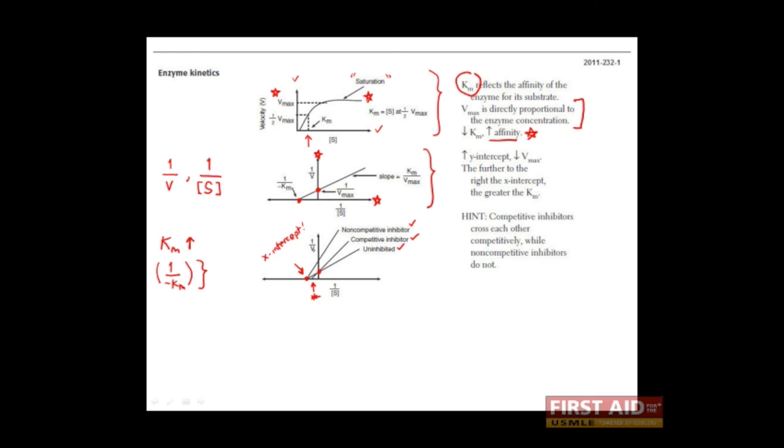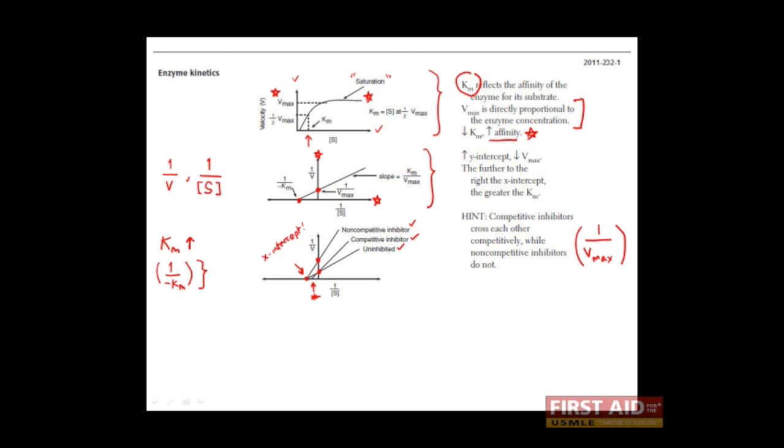Notice that non-competitive inhibitors, unlike competitive inhibitors, do change the y-intercept. Again, the y-intercept being 1 over Vmax. In other words, non-competitive inhibitors decrease the Vmax. This effect cannot be overcome by increasing the substrate concentration.